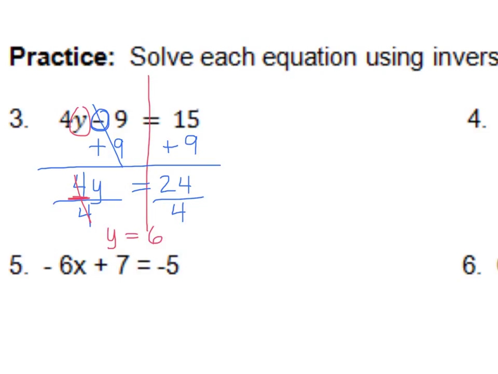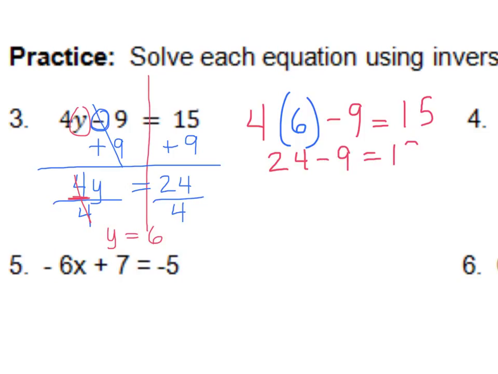So I'm just going to give myself some extra space right here. Okay, so I've said that y equals 6. So let's plug it in and see. We have 4, and instead of y, we're going to plug in what we found, which is 6, minus 9 equals 15. So 4 times 6 is 24, minus 9 equals 15. Well, 24 minus 9 is 15, equals 15. So we have now checked our solution. We know for sure that we've done this correctly.